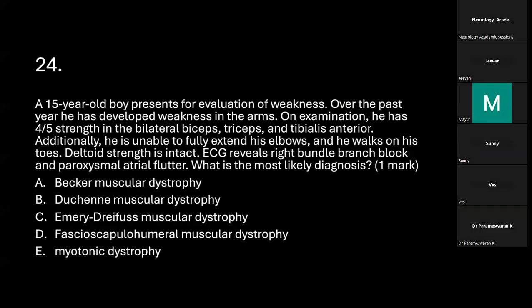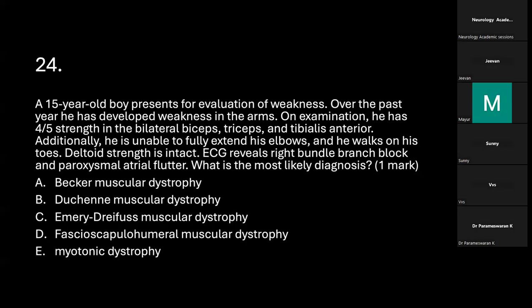Question number 24. A 15-year-old boy presents for evaluation of weakness. Over the past year, he has developed weakness in the arms. On examination, he has 4 out of 5 strength in the bilateral biceps, triceps, and tibialis anterior. Additionally, he is unable to fully extend his elbows and he walks on his toes. Deltoid strength is intact. ECG reveals right bundle branch block and paroxysmal atrial flutter. What is the most likely diagnosis?